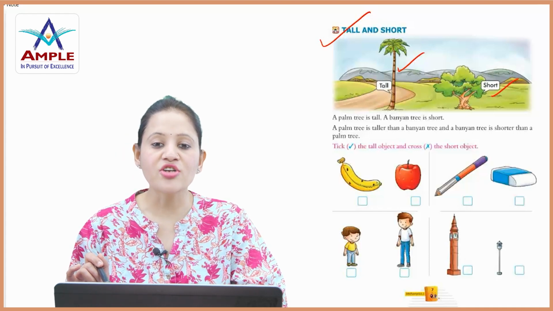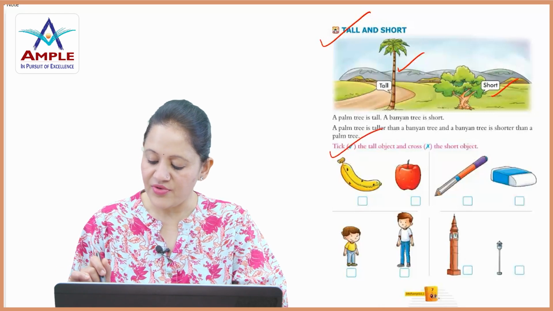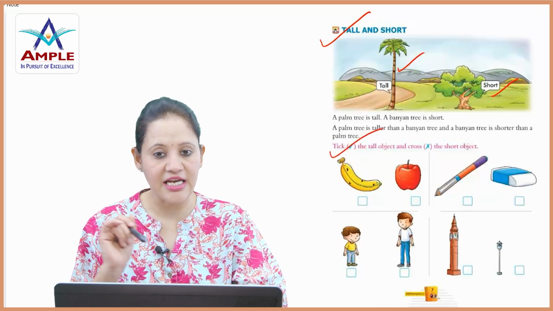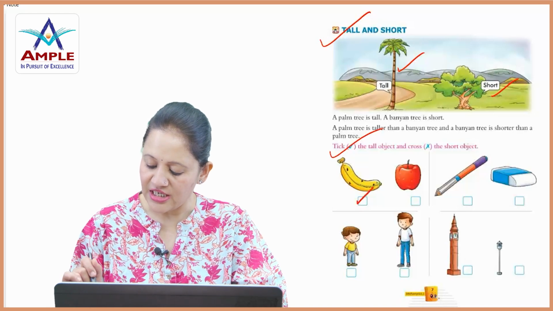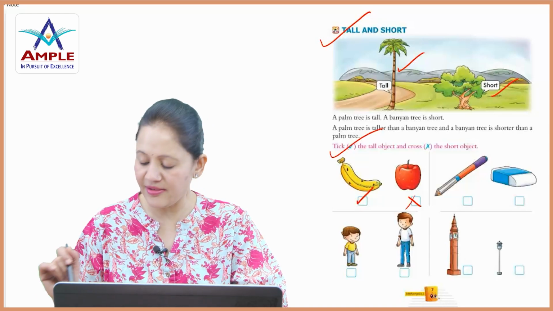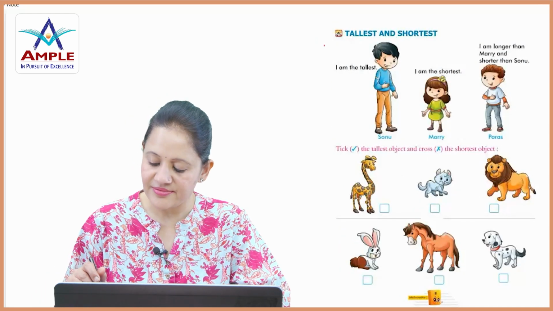Next, take the tall object and cross the short object. So we have to take the taller one and cross the shorter one. So between these two, this one is taller, we'll take it and cross this one. Clear? Next is tallest and shortest.